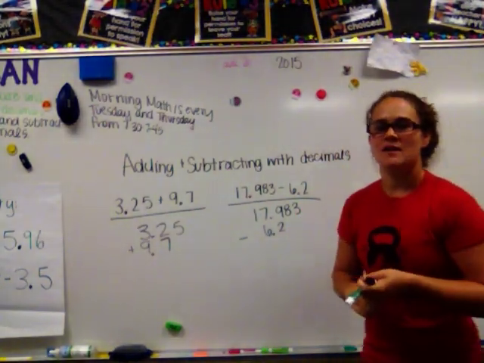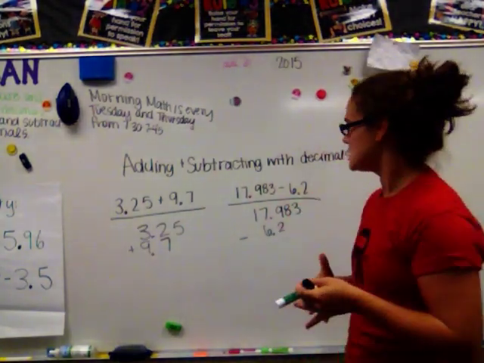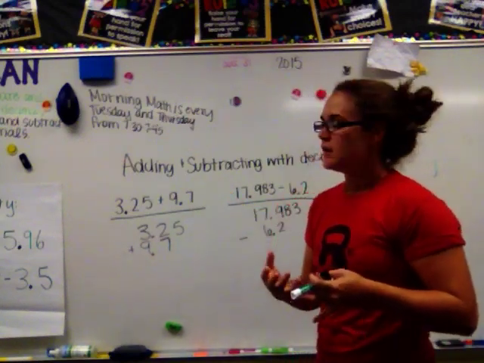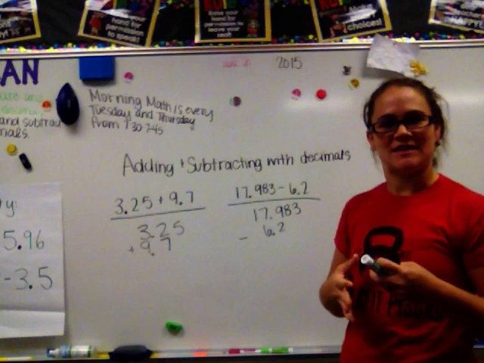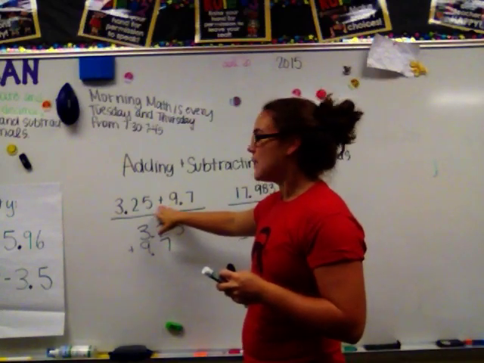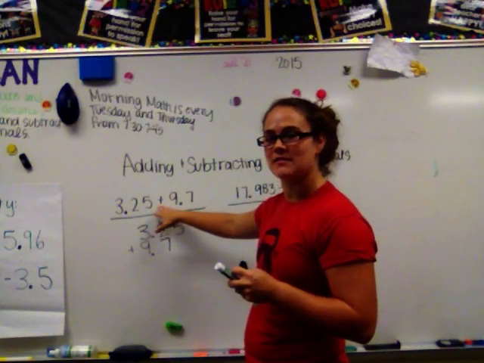Alright guys, today we're going to be talking about adding and subtracting decimals. So I've got two sample problems that we're going to work through, and we're going to talk about how to make sure that we've got things lined up. So our first one is 3 25/100 plus 9 7/10.